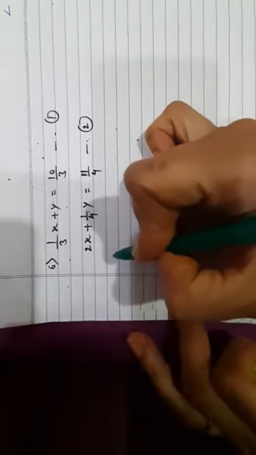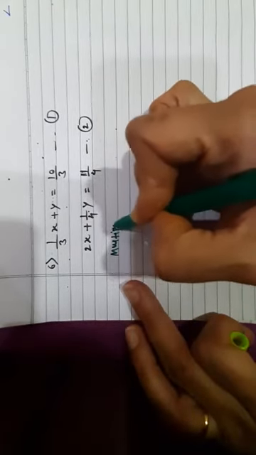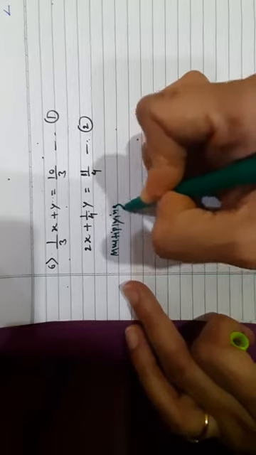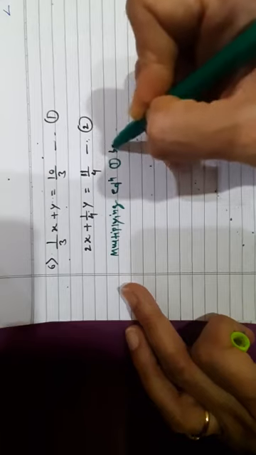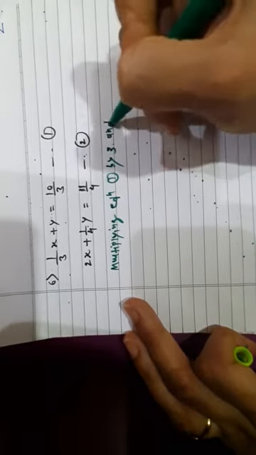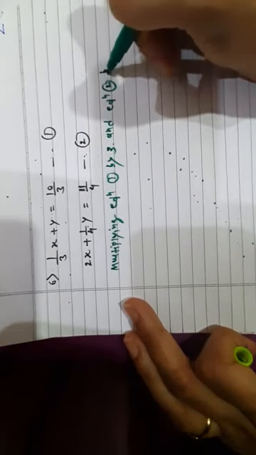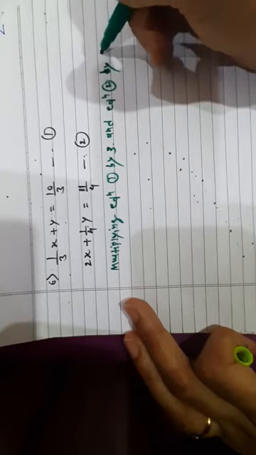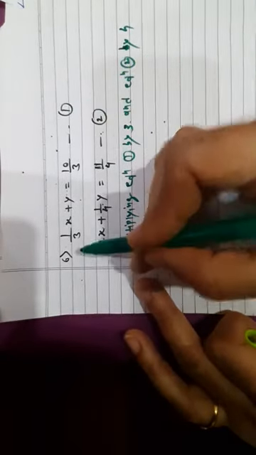So multiplying equation 1 by 3 and equation 2 by 4. So multiply equation 1 by 3.